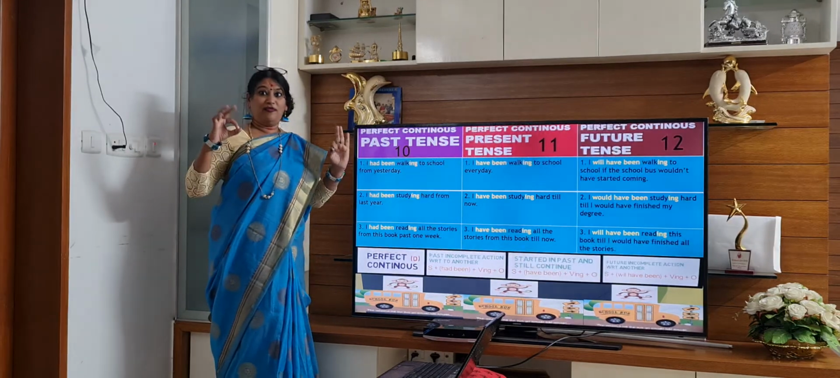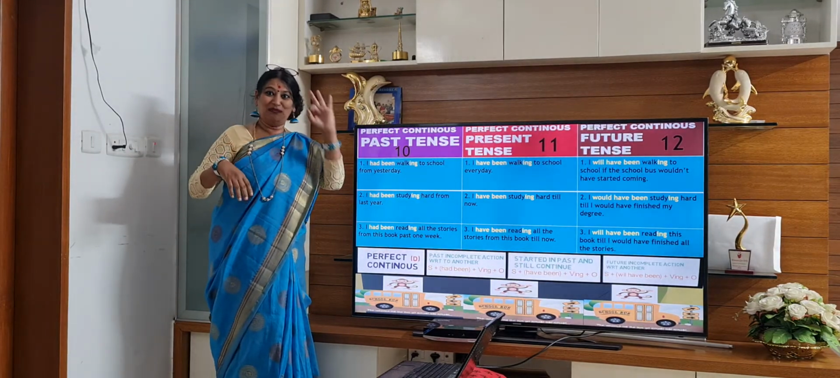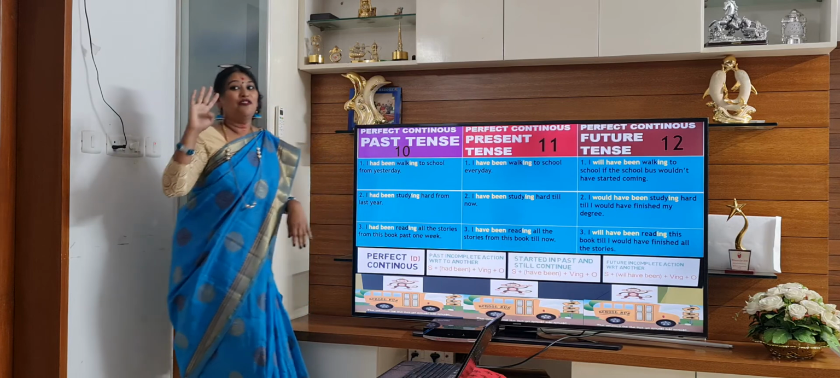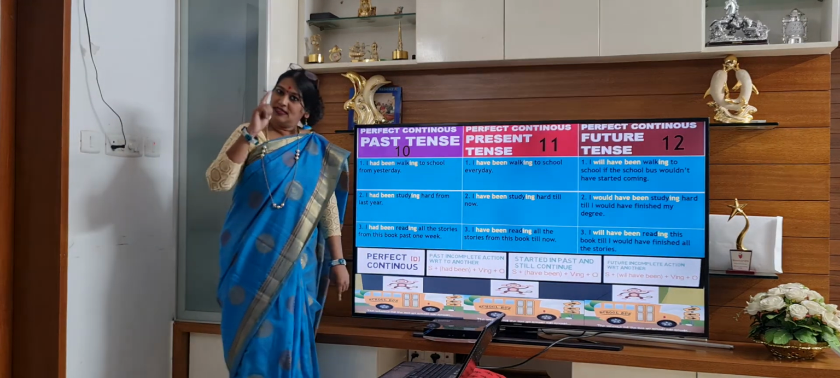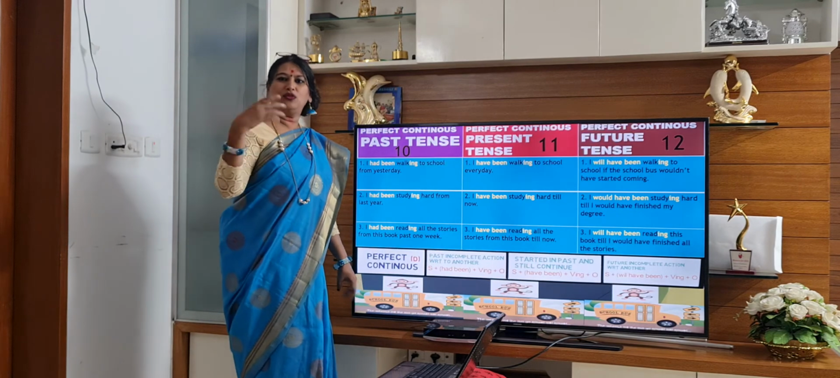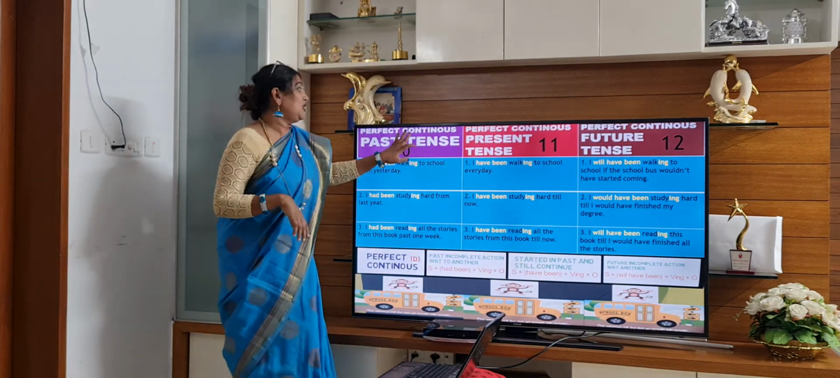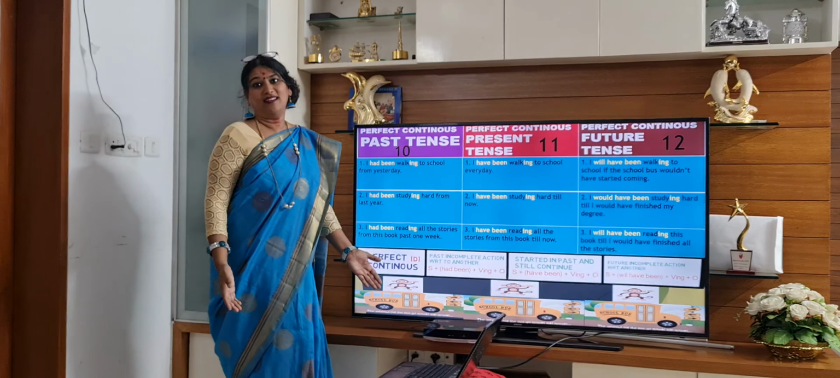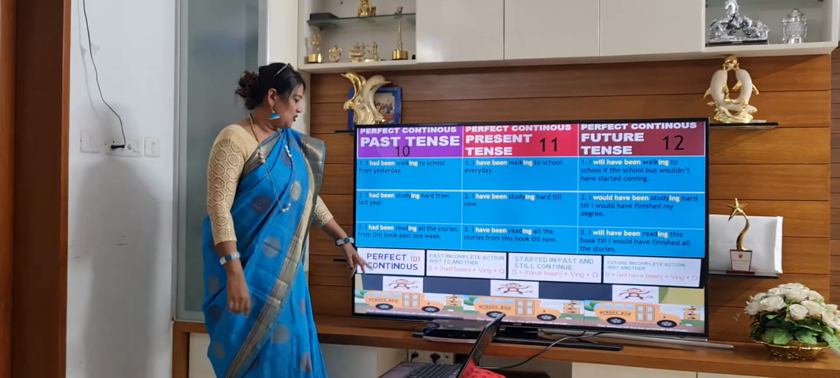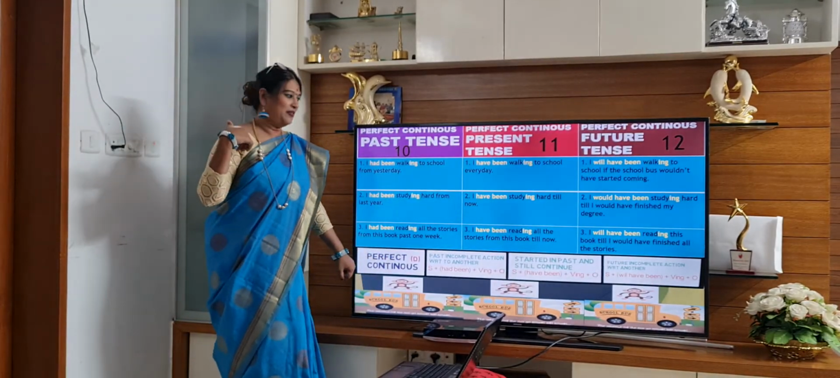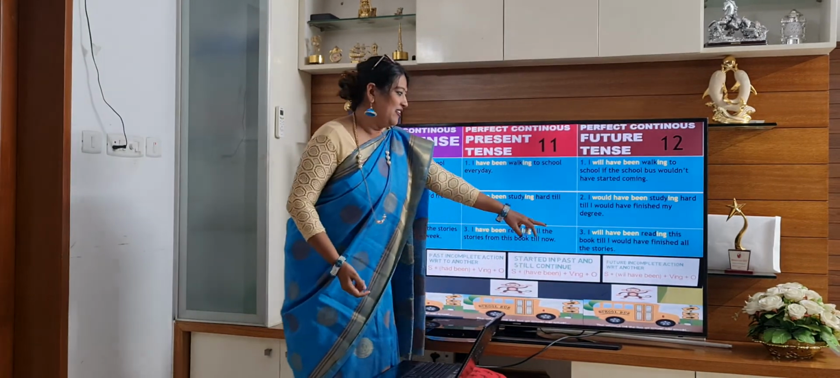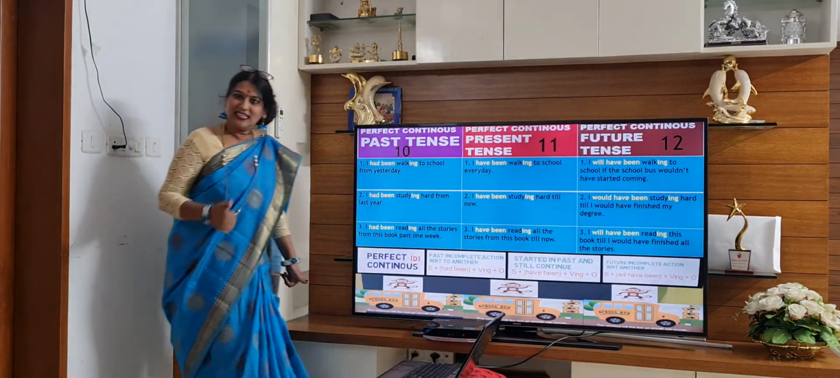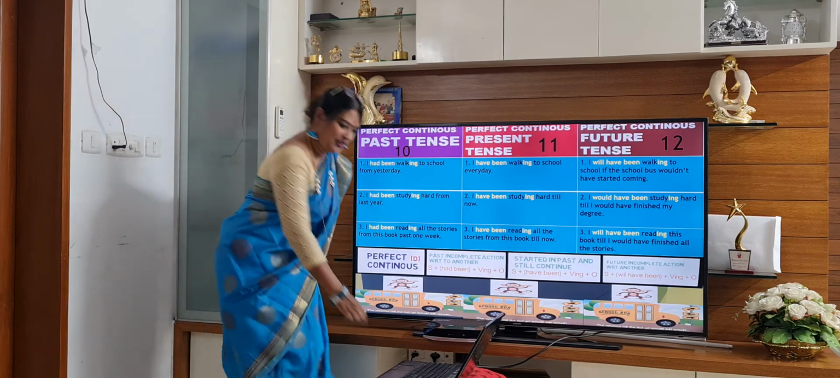Now, next. Now, perfect continuous. What's it? Perfect continuous. Which wheel? Fourth wheel. But the verb form will remain single only. V1 only throughout. And it's continuous, so ing has to be there. So what do you have to remember? Had been, not only had, have been, and will have been. Is that clear, dear? Okay.